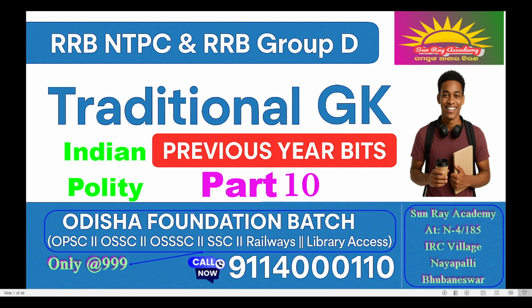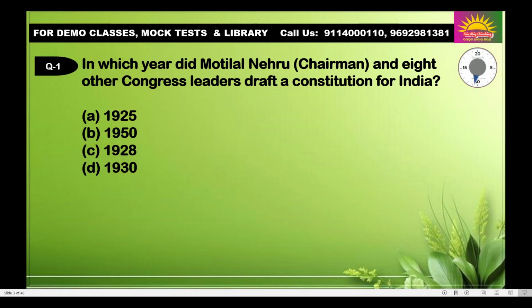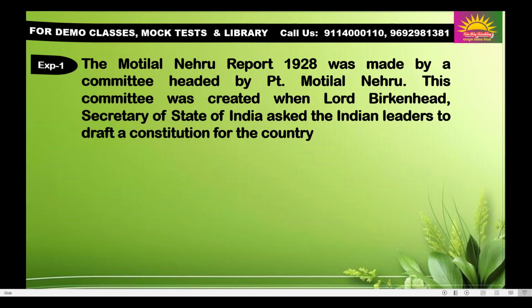Question number 1 says, in which year did Motilal Nehru, chairman, and 8 other Congress leaders draft a constitution for India? 1925, 1950, 1928 or 1930? Answer is C, 1928. The Motilal Nehru report 1928 was made by a committee headed by Pandit Motilal Nehru. This committee was created when Lord Birkenhead, Secretary of State for India, asked the Indian leaders to draft a constitution for the country.